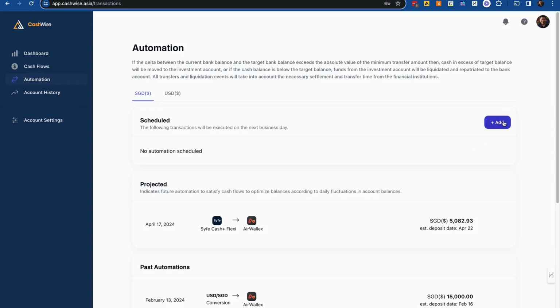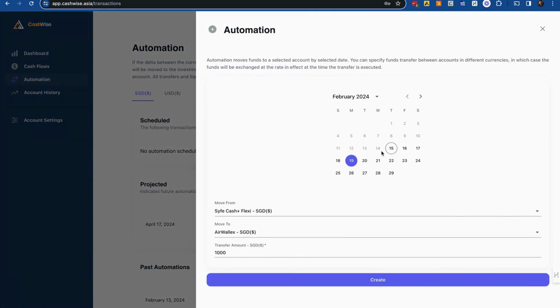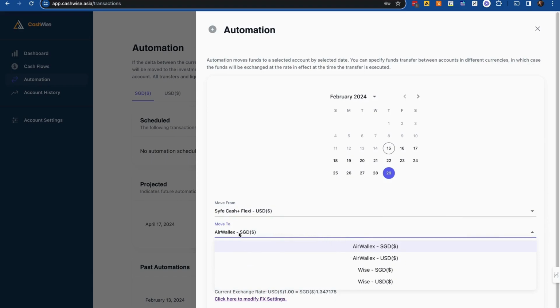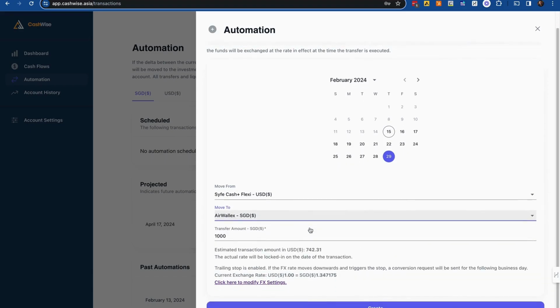Under Automation, I can add in a conversion. So I pick a date in the future, I pick a source account, let's say USD, and I select Singapore dollar as a target. I leave it as a default 1,000, and already we have an estimate on how much that transaction may cost in US dollars. This is based on today's rate.